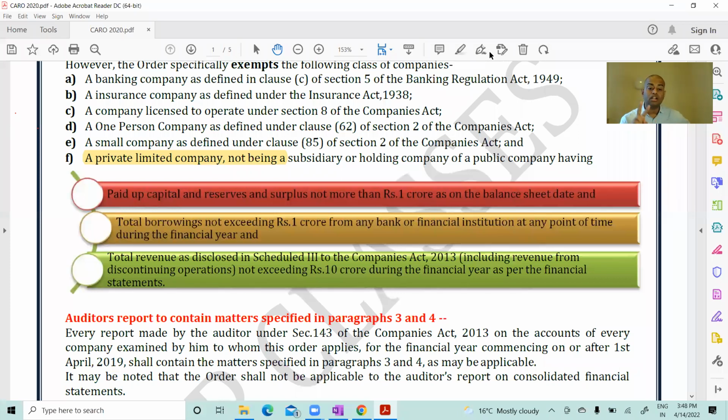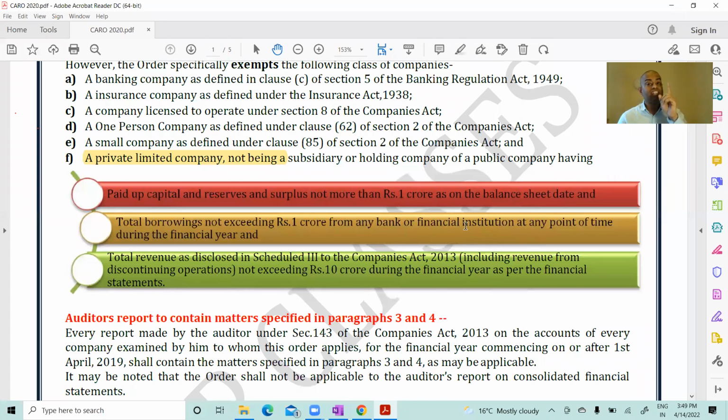Then the second condition is total borrowings. Your borrowings shall not exceed 1 crore. Borrowings doesn't mean all the borrowings. Borrowings from banks, borrowings from financial institutions. Not all the borrowings. It is not overall debt. It is only loans from banks and financial institutions, 1 crore. But my dear friend, if you observe, there is a difference between the first condition and the second and third conditions. The first condition is on the date of the balance sheet. The second and third conditions are during the financial year.